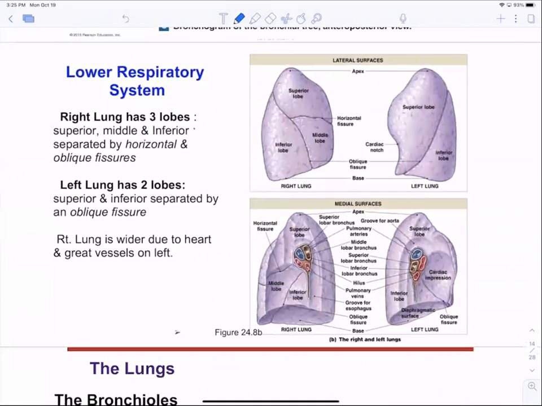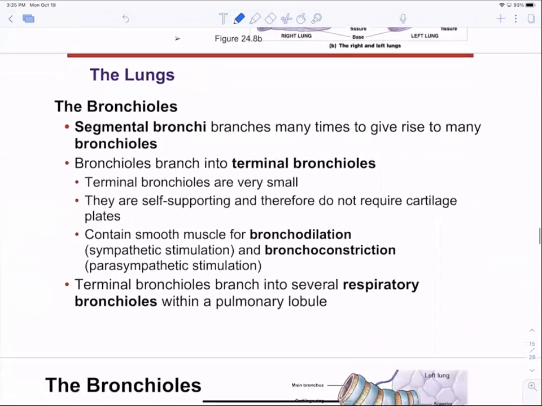Again, the right lung has 3 lobes, a superior, middle, and inferior, and the left lung has 2 lobes, just a superior and inferior. After tertiary bronchi, we then call them bronchioles, and they will eventually terminate, and they'll be terminal bronchioles. They're very small. And here's where you have a lot of smooth muscle. So in the bronchioles, you have a lot of smooth muscle.